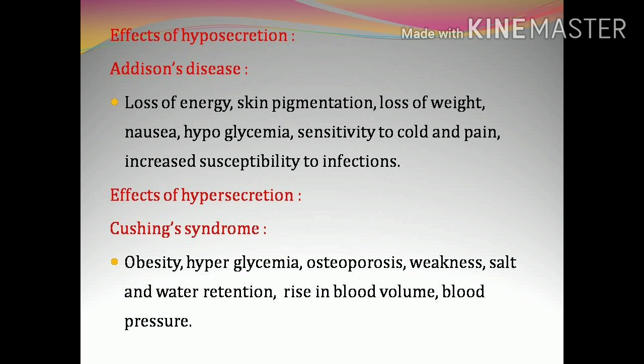For example, in the female body we can see a beard, mustache and deep male voice. So these are the characteristics we can observe in the female body because of the overgrowth of adrenal cortex.